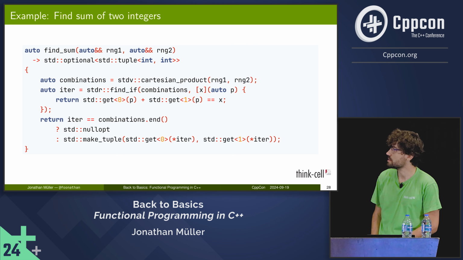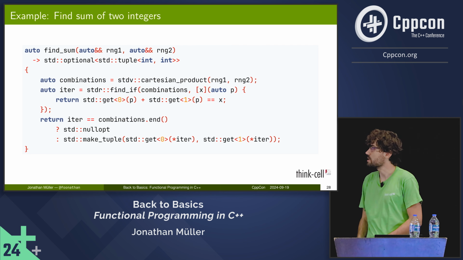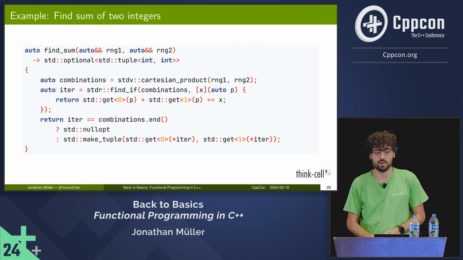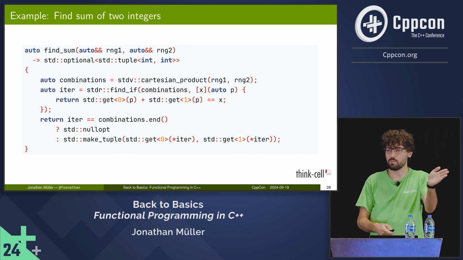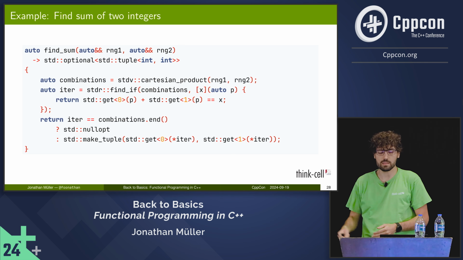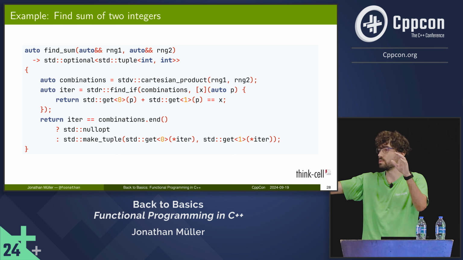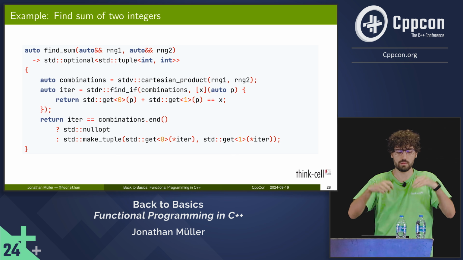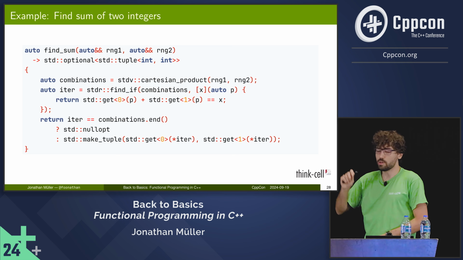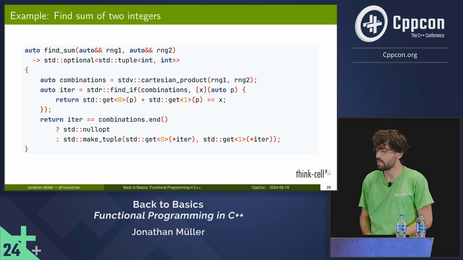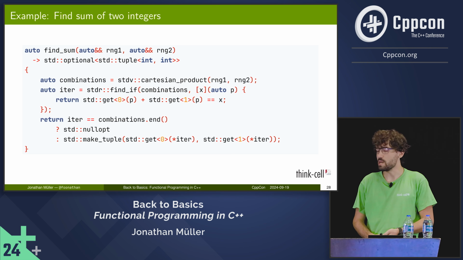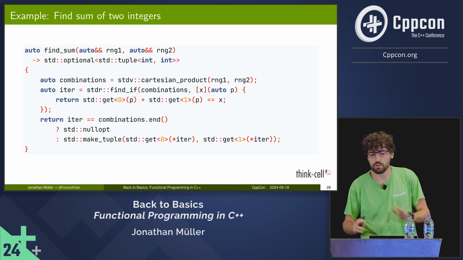And this can look something like this. So in the first line, we generate the Cartesian product. And the Cartesian product is just a range that contains pairs of all possible combinations of the two elements. So if our list was 1, 2, 3, 4, and the other one is 5, 6, 7, 8, then we start out with 1, 5, 1, 6, 1, 7, 1, 8, and then 2, 5, 2, 6, and so on. So all possible combinations. And then we just find the one whose sum is equal to x, and return that as the pair of two values. And this code works, it's perfectly fine.